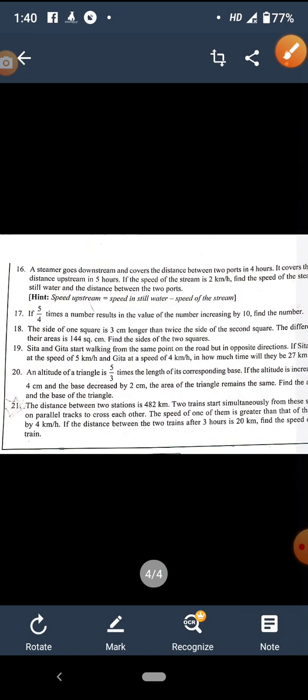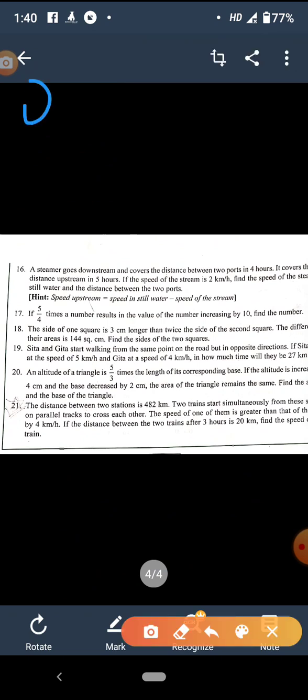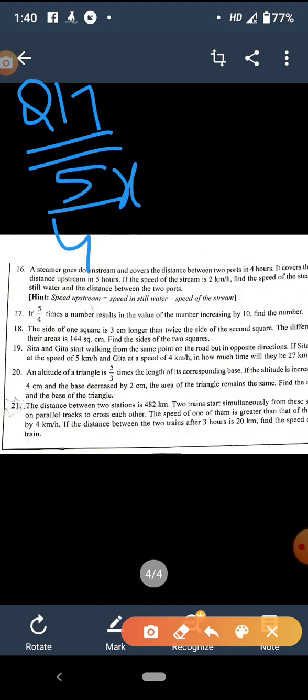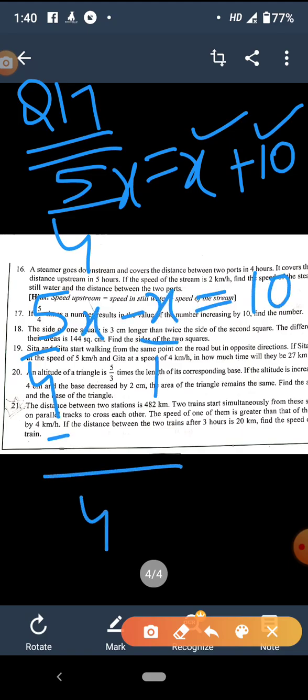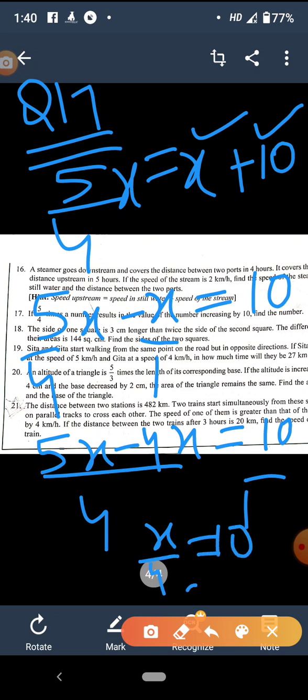Now question number 17. If 5 by 4 times a number results in the value of a number increasing by 10, find the number. Again, 5 by 4 times a number gives the number increasing by 10, so solve it. Here the number is x, take the LCM. Now 5x minus 4x is x upon 4. So from here x is equal to 40. x is equal to 40 is the answer.